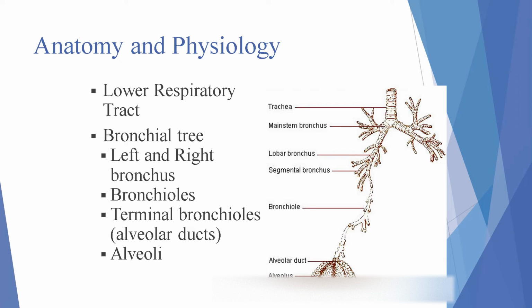So anatomy and physiology, lower respiratory tract. We've got the bronchial tree, left and right bronchus, bronchioles, terminal bronchioles, alveolar ducts, and then the very bottom, the alveoli. One of the main things to remember is which side, how it deviates, because you'll hear about a left-sided intubation with only one side of the lungs going up, because of the way the tubes turn. The tube's going to go the easiest route.